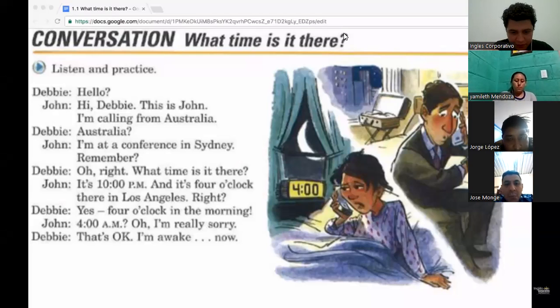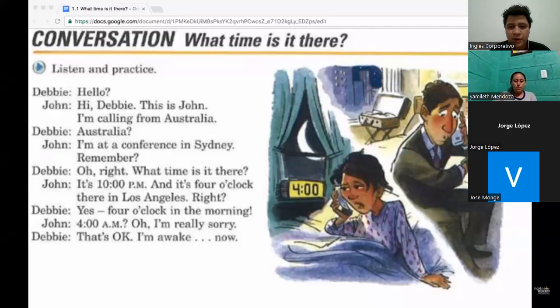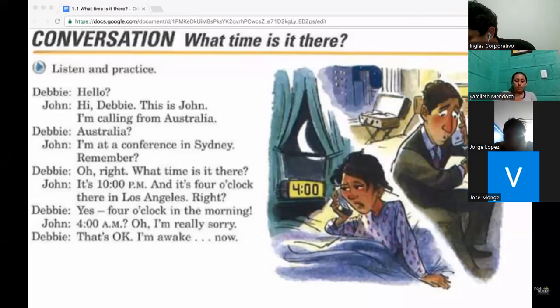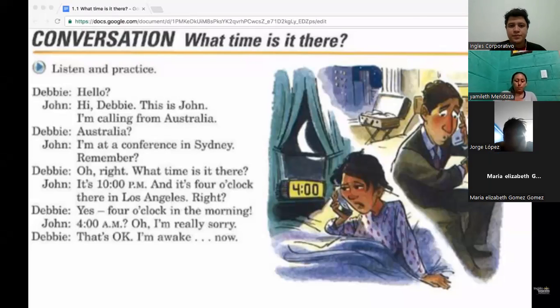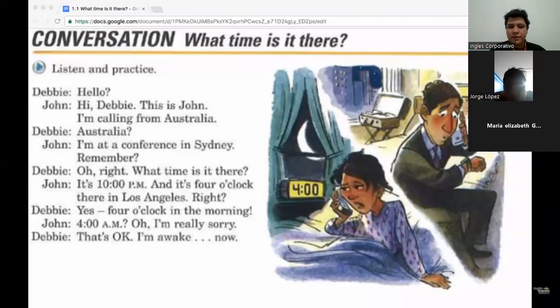So let me send you a picture of this conversation, okay? Déjenme mandarles la foto de la conversación so podemos realizarla, right? Let me open the breakout room so we can practice, okay? Déjenme crear de nuevo los grupos. So perfect, guys. You can accept the invitation, please. Pueden aceptar la invitación and let's practice, okay? Ya les envié la foto al grupo. Perfect, perfect.